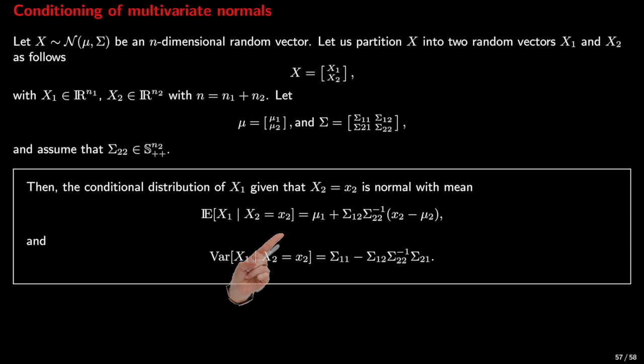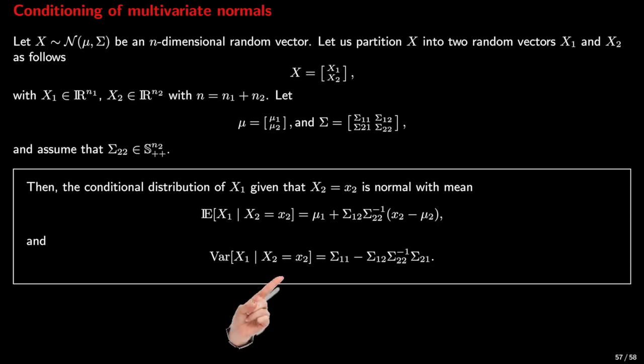Note that if x2 is exactly equal to mu2, that is if x2 is equal to the value we expect it to be, the conditional expectation then of x1 is exactly equal to mu1. Note that the conditional expectation of x1 given x2 is a function which is affine in x2. It is a function of x2 which is affine in x2.